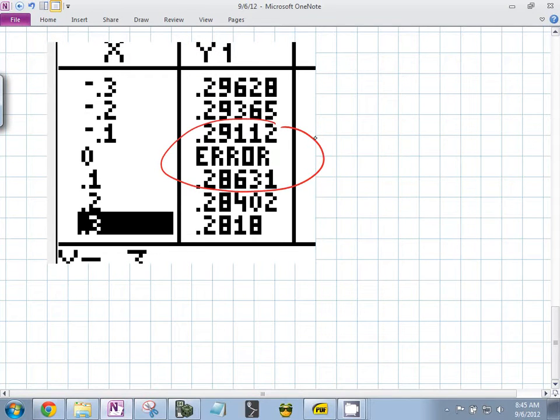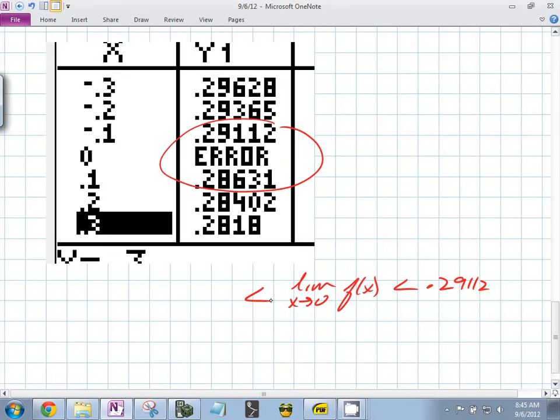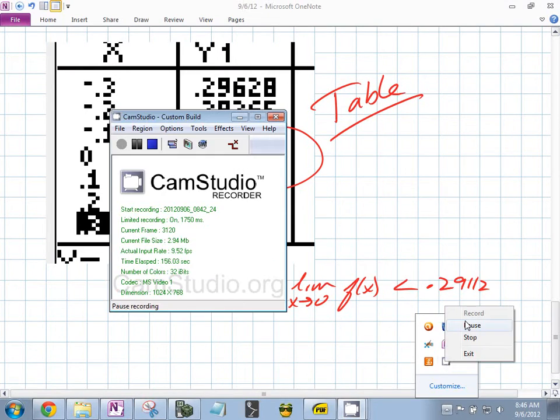So from this table, you're guessing that the limit as x goes to 0 of f of x is less than 0.29112, and it's greater than what? 0.28631. It's between those two. This is a table right here. That is a table. So you can have a graph and look at a picture, right?